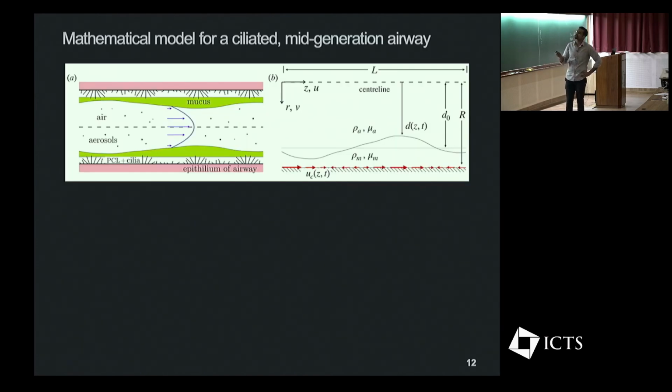All right, so this is the mathematical model that we will be using. As I had mentioned, we model this in a simple way as a cylindrical tube. So that's a center line. And we have a layer of mucus, Newtonian mucus and Newtonian air.